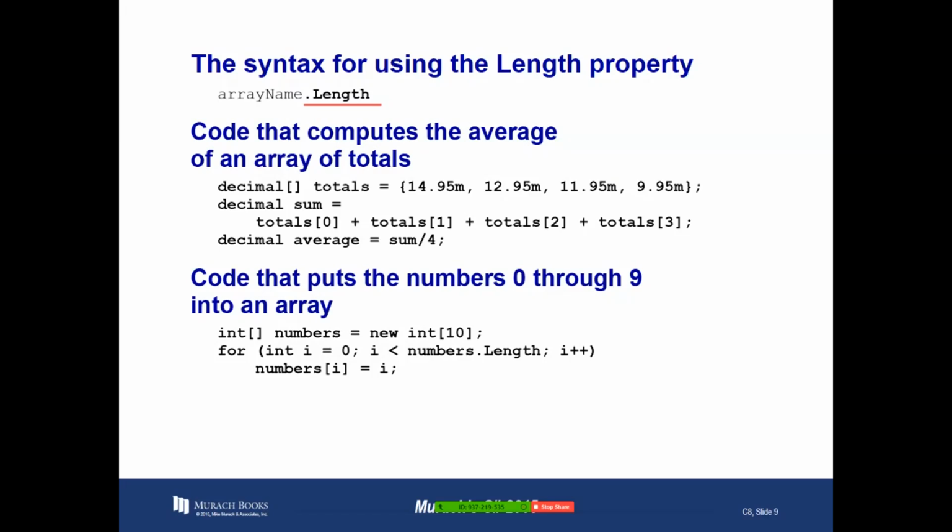So this computes the average of an array of totals. This is one way of doing it. Let's declare a decimal array named totals, and we've initialized these values here, and we're going to compute the average. First we compute the sum of all the totals, add them all up, and then we divide by 4, and that gives us the average.